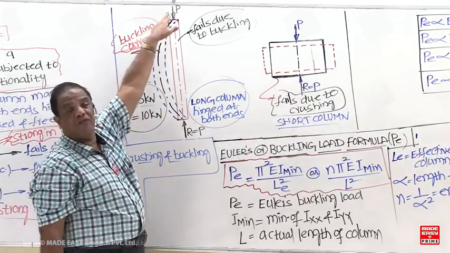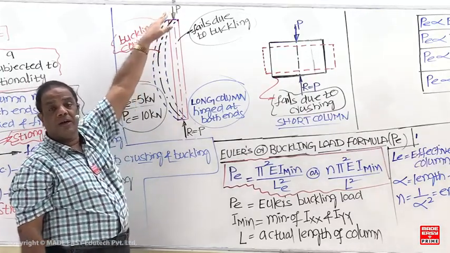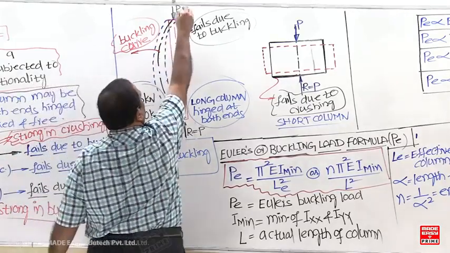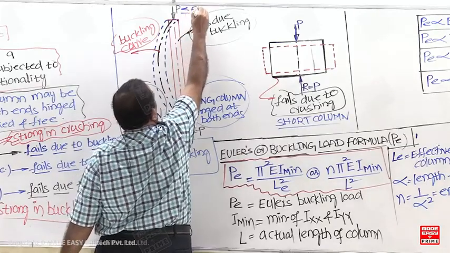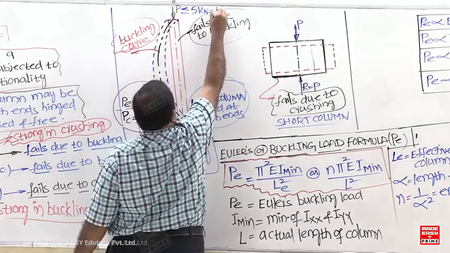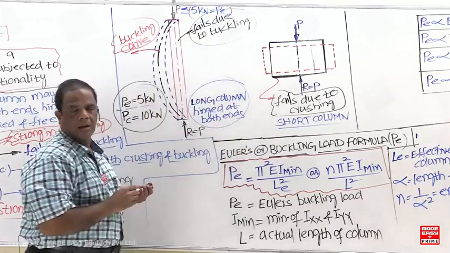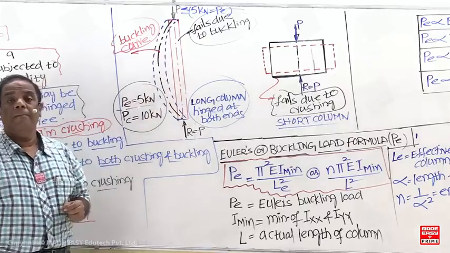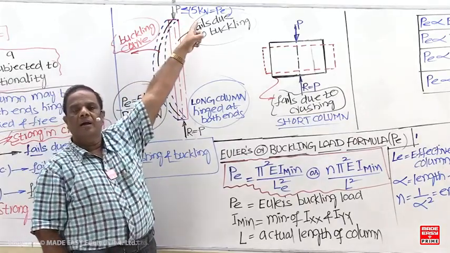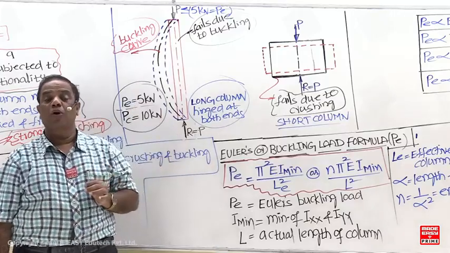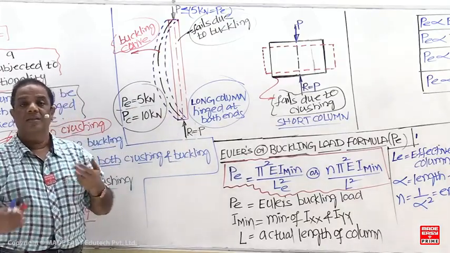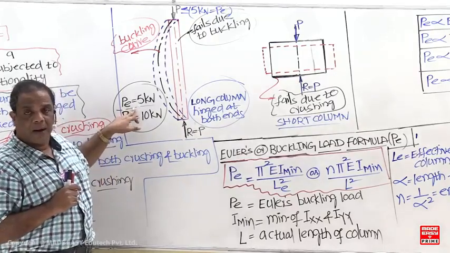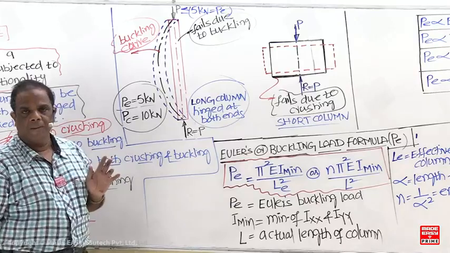So what is the maximum value for P so that both failures should not occur? As per the given example, this should be less than or equal to the buckling load. So this given column is able to withstand a maximum compressive load of how much now? 5 kilonewtons. Means as long as the applied load is less than or equal to 5 kilonewtons, there is no failure, no buckling. When there is no buckling, there is no crushing. Here which one is likely to occur first? Buckling. If there is no buckling, there is no crushing.